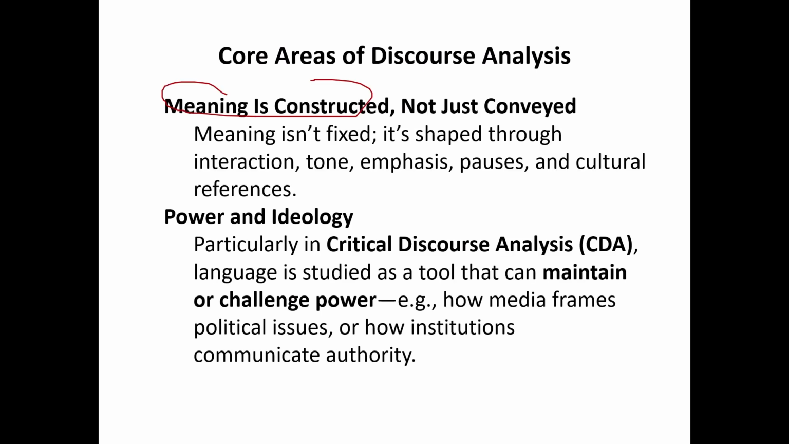Next one is meaning is constructed, not conveyed. Meaning is not fixed, it's fluid. It is shaped through interaction, tone, emphasis, pauses, and cultural references. The meanings are not limited to some particular words. They are not fixed. They keep on changing with the use of context. So, meaning is constructed or shaped as a result of interaction, by emphasizing some particular thing, changing tone, pausing, or referring to cultural issues.